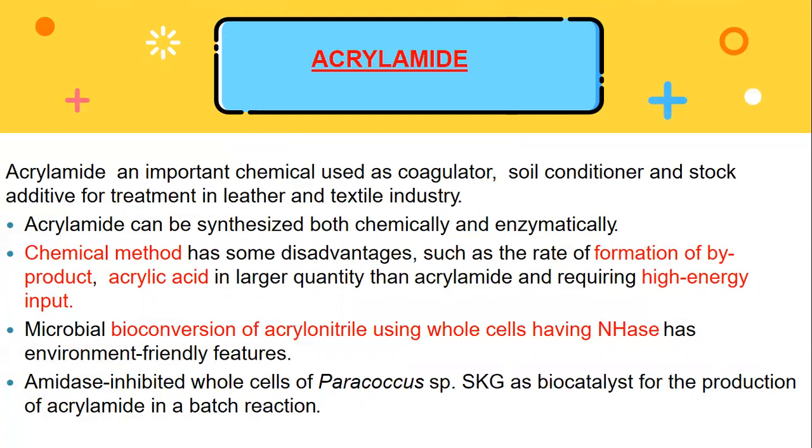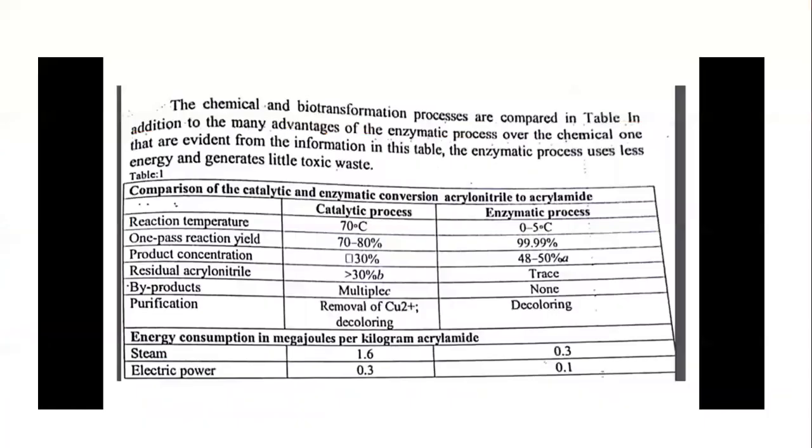Then microbial bioconversion of acrylonitrile using whole cells which can produce nitrile hydratase has a lot of economical and environmentally friendly features. There is also another culture of whole cells of Paracoccus species used, which acts as a biocatalyst for the production of acrylamide in a batch reaction. So here you can see a basic differentiation of why we use the enzymatic process over the catalytic or chemical process.